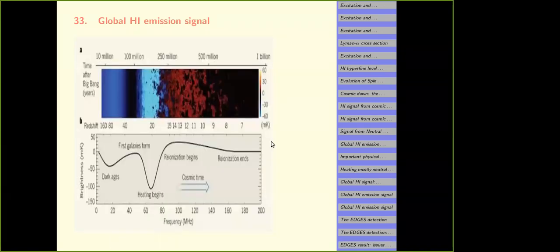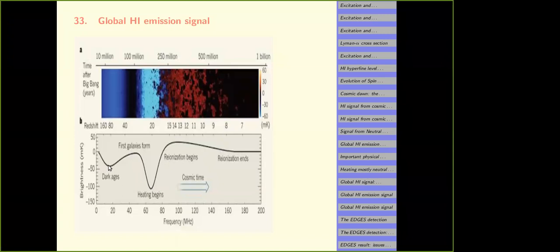Here is a cartoon picture of what you might see, and the cartoon picture tells you there is one trough around minus 50 millikelvin. You may have another trough before heating happens, and this trough might be deeper, and I'll come back to that point. Then heating begins, the gas goes to emission, and then reionization ends. So you see the only difference between this curve and the one I showed you is everything is shifted slightly to the right.